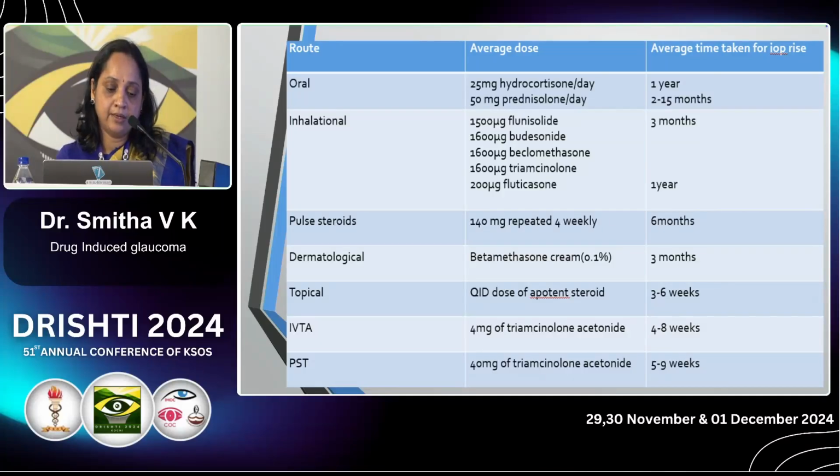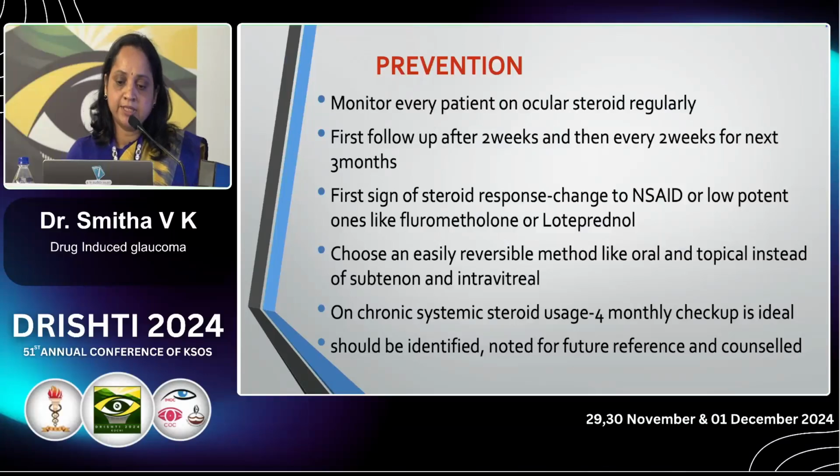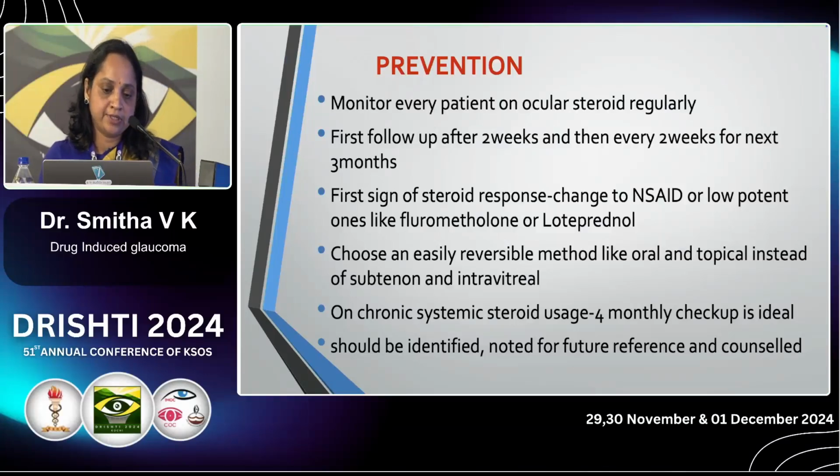But topical drops result in increased IOP in 2 to 6 weeks, and IVTA injection 4 to 8 weeks. Posterior subtenon injection causes IOP rise in 5 to 9 weeks. So for prevention, monitor every patient on ocular steroids regularly. First follow up after 2 weeks, and then every 2 weeks for the next 3 months.